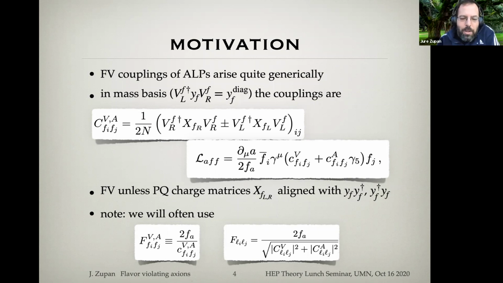I should also point out there will be more notation. There will be this capital F appearing. It absorbs these couplings C in them. So if you want to think of the decay constant, the axion decay constant is capital F if C is 2. That's the convention.